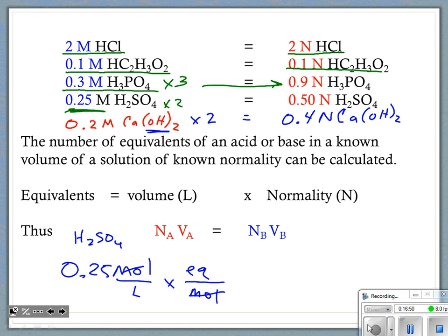Are we assuming we're dealing with what? Well, yeah, because that's what molarity is. Moles per liter.